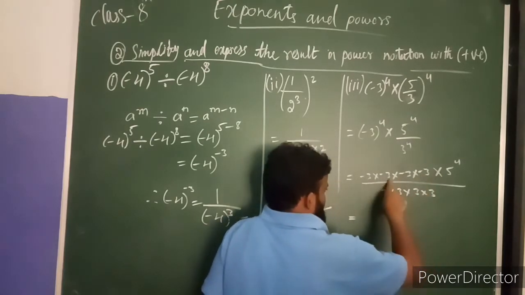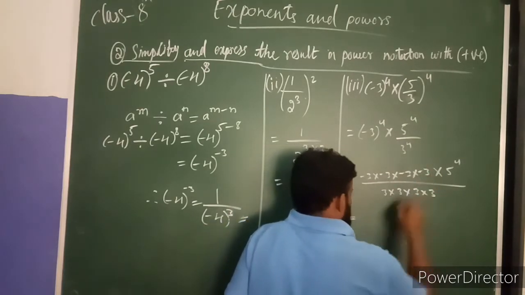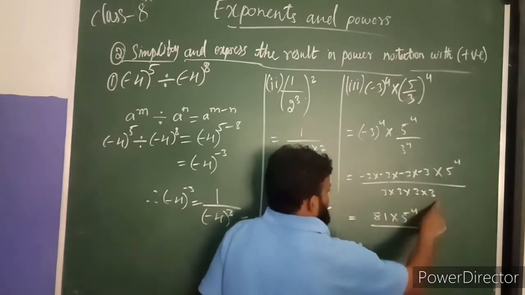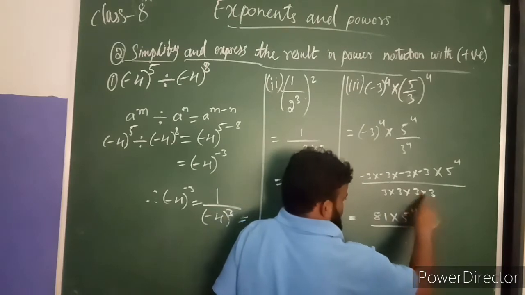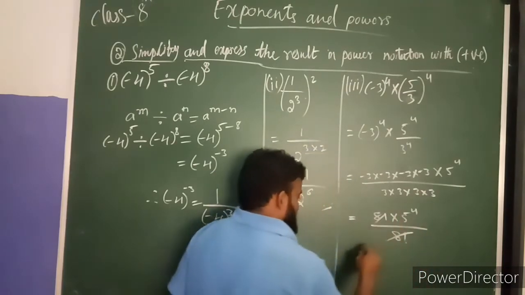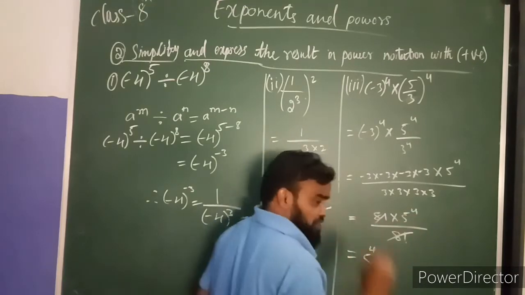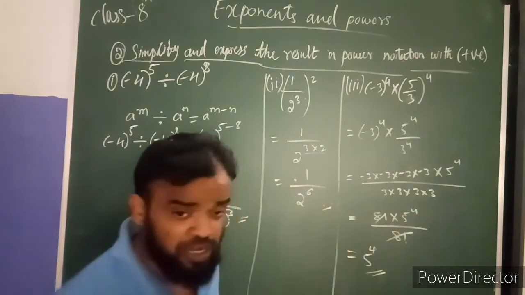3 3s are 9, 9 3s are 27, 27 3s are 81. 81 into 5 to the power 4 as it is. This is also 3 3s 9, 9 3s 27, 27 3s 81. 81 divided by 81 gets cancelled. 5 to the power 4 we will get. This is the answer we are getting in the third one.